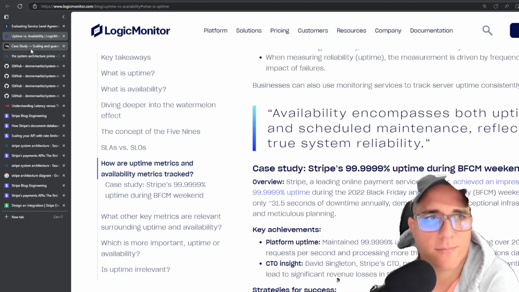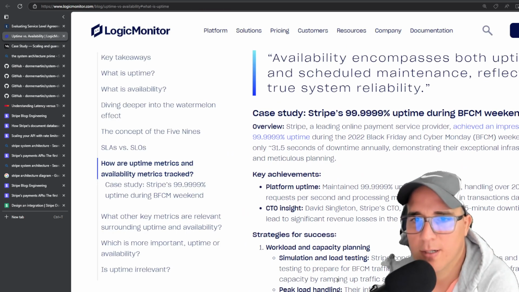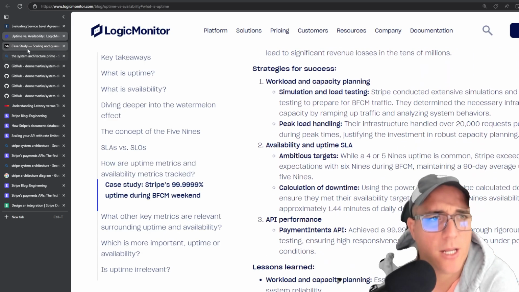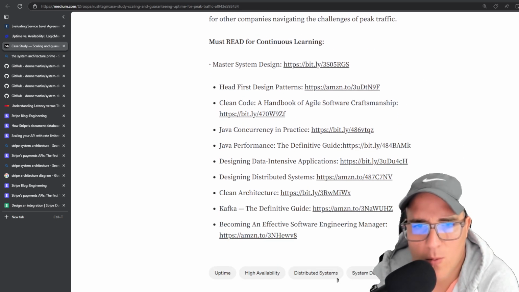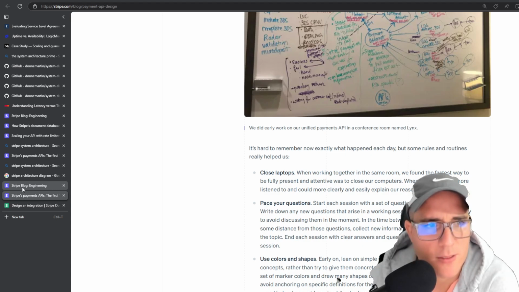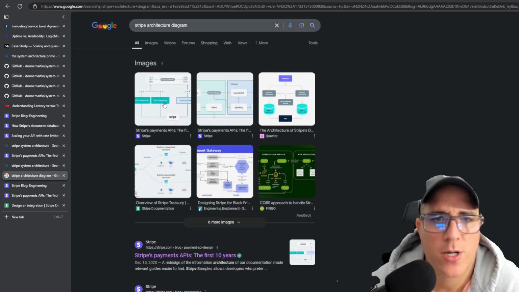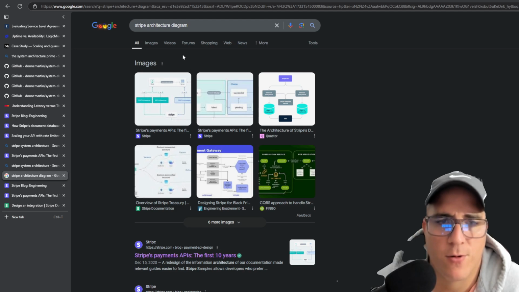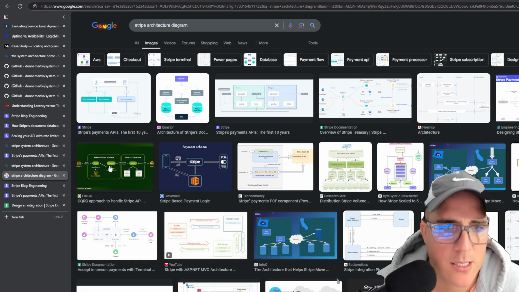Basically, we have a summary of what we have here, and it was just highlighted here. But still, I don't know how this was done, and I wasn't able to find it. I was trying to see the architecture diagram for Stripe, but I can't see anything that I really can understand, what services they use.